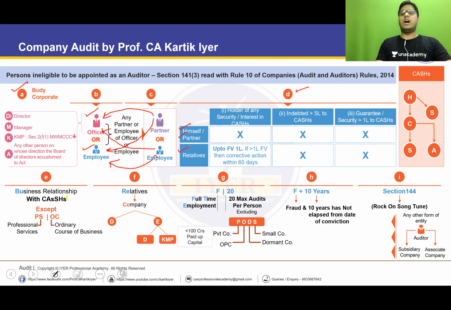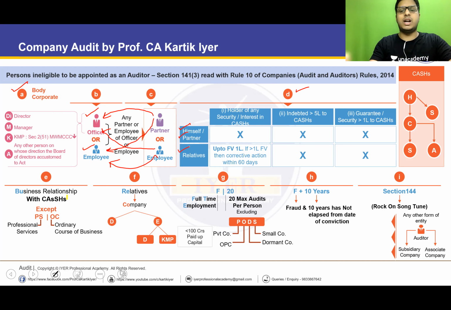After that, we have guarantee or security exceeding 1 lakh to cash S. So if himself, partner or relative give a guarantee exceeding 1 lakh to cash S, then again, I cannot be the auditor. So if me or my partner or my relative give a guarantee to company, associate company, subsidiary company, holding company, subsidiary of such holding company for an amount exceeding 1 lakh, then I cannot be the auditor of that company. Very easy.